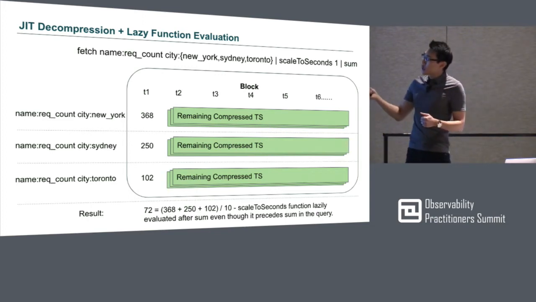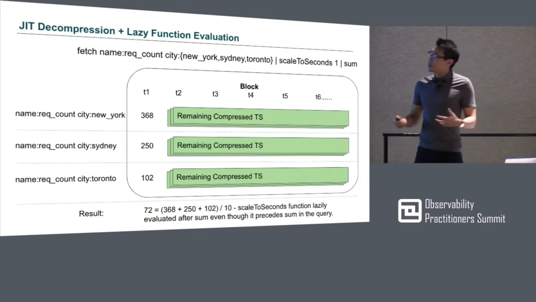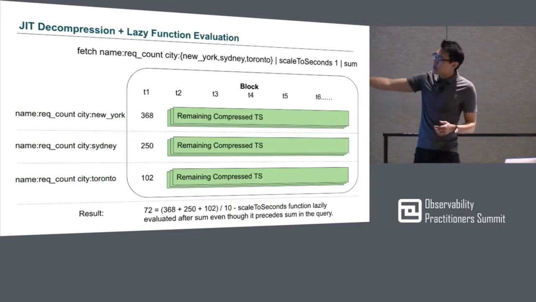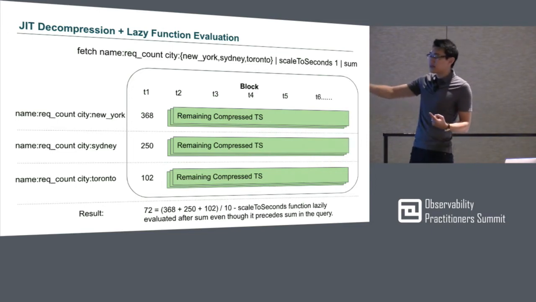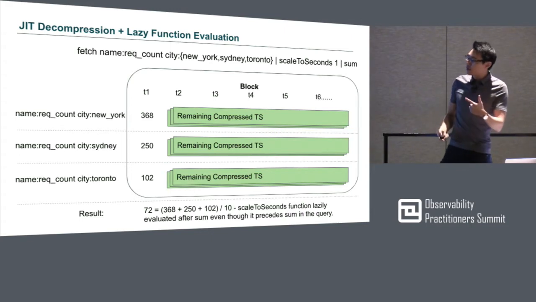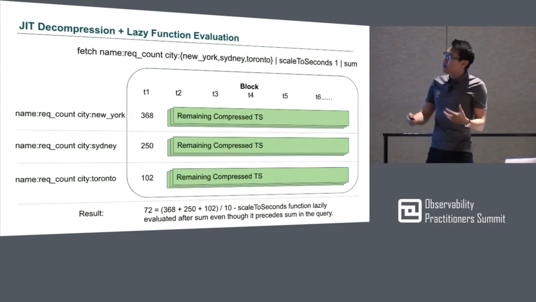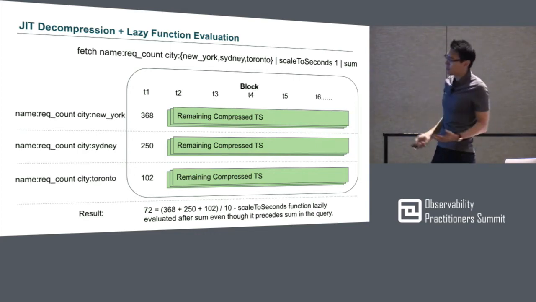For transformation functions like scale to seconds, we'll lazily evaluate that after the sum. So we'll sum up the 3 values at T1 first, so you end up with 1 value in the result, and then we'll scale that to seconds. You're still doing the sum across the time series, of course, you can't avoid that. But now you're only applying the scale to seconds to 1 value, as opposed to 3 values or 1,000,000 values for your time series, right?